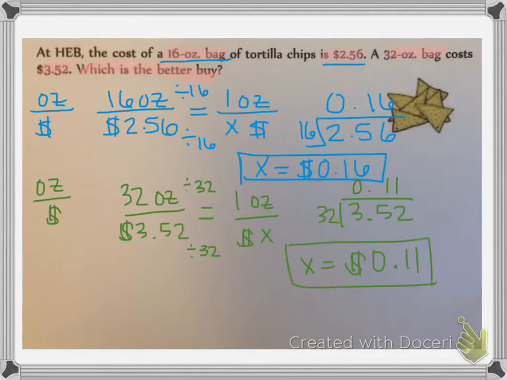Now what we need to do is compare the prices of these two bags of chips. The 16-ounce bag of chips costs 16 cents per ounce. The 32-ounce bag of chips cost 11 cents per ounce. Well, I want to find the one that's a better buy, which means I want to find the one that's cheaper per ounce. And the bag that's cheaper per ounce is the one that cost 11 cents per ounce, which is our 32-ounce bag. So 32 ounces is a better buy.